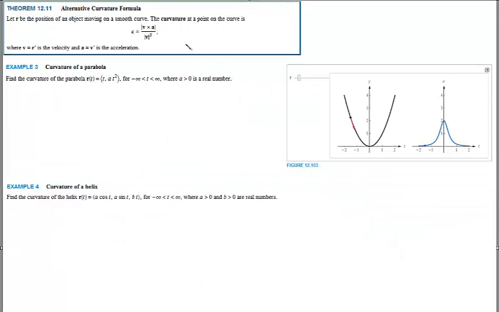There is an alternative formula for curvature, and it involves the cross product of your velocity and your acceleration vectors. So I will take my position and take the derivative to get my velocity vector, take the derivative of that to get my acceleration vector, and then find their cross product and plug it into this formula. I'll go ahead and get some of that computation complete.